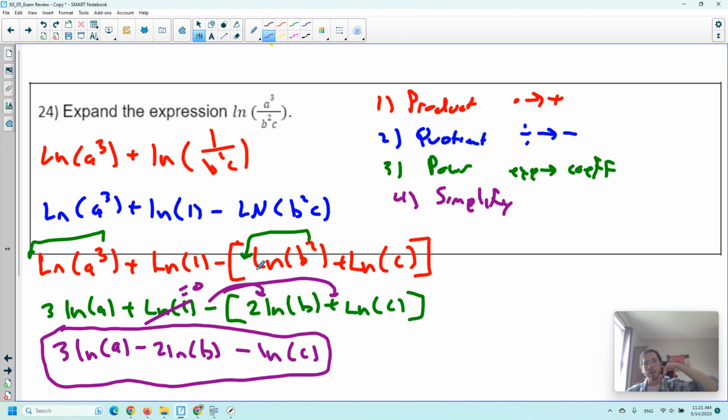Some of you, though, in class saw like, hey, I see the division, I want to do the division first, and that's totally allowed. So if the first thing you saw is, instead of ln of a to the third plus ln of 1 over b squared c, you could turn that into ln of a to the third minus ln of b squared c right away. That would also be okay. It skips a couple of the steps, so it makes it a little bit shorter. But that is a little bit more advanced because it doesn't follow them exactly like we did in class. But you are allowed to do that.